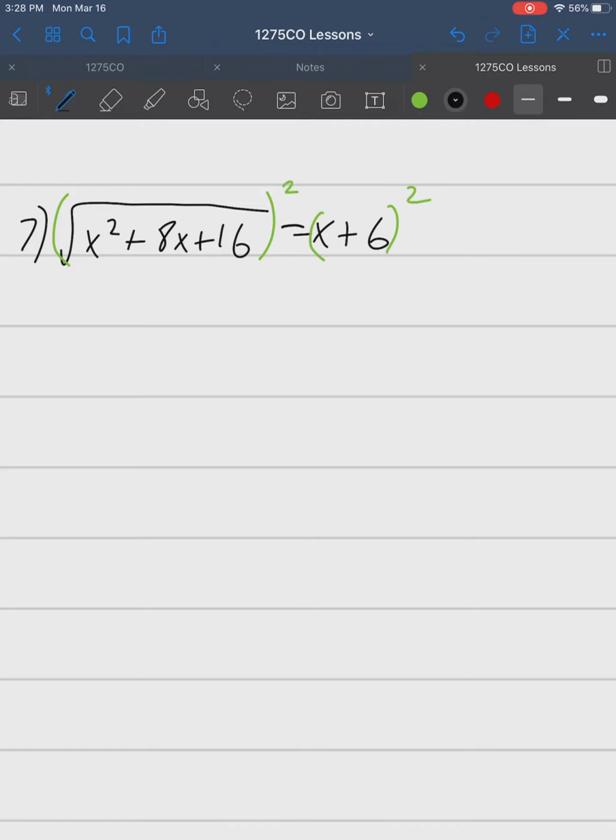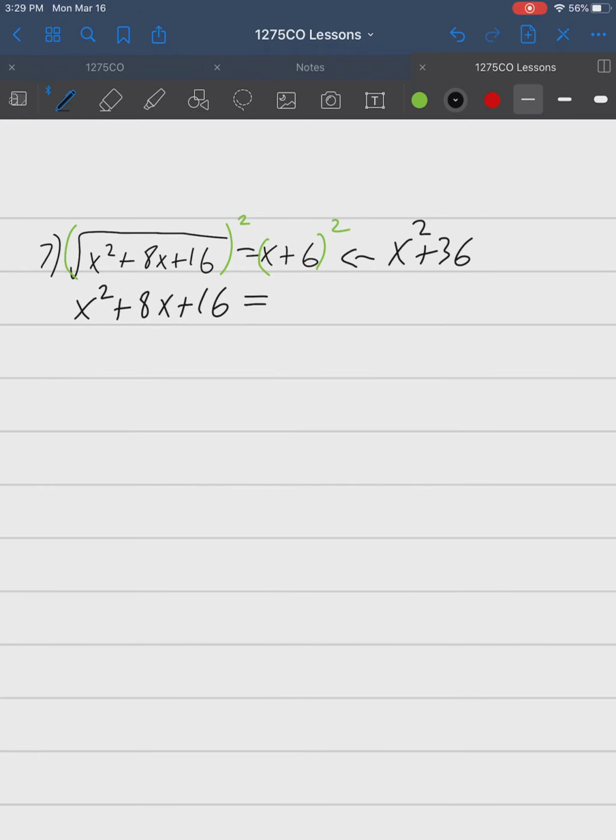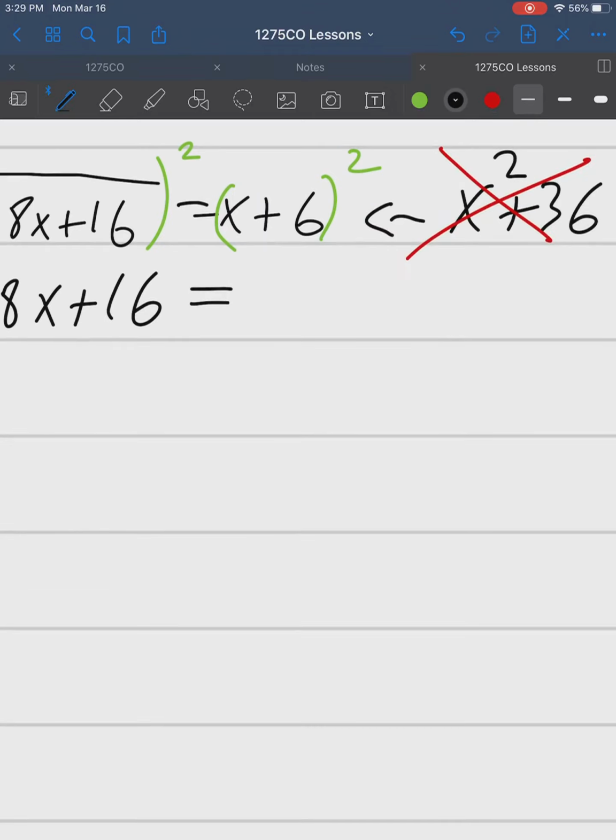And here's a different new example coming up. X squared plus 8x plus 16. A very, very common mistake is to say that x plus 6 to the second power is equal to x squared plus 36. This is not correct. X plus 6 squared is equal to this.